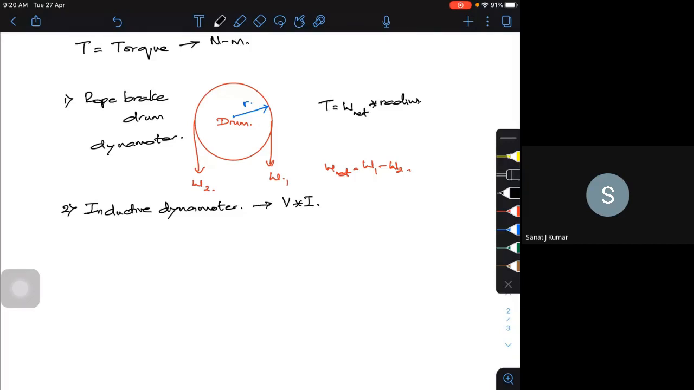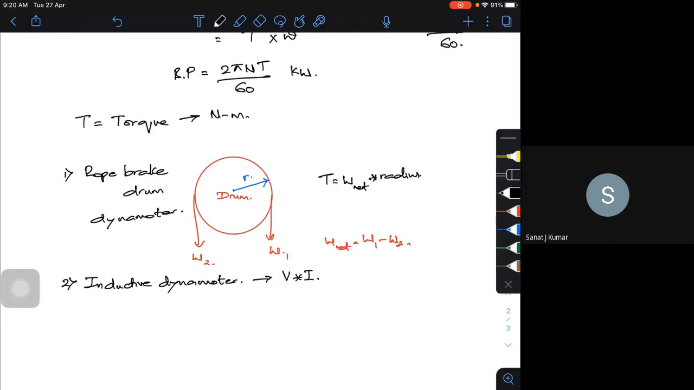So inductance type dynamometers or rope brake dynamometers are used. These are the two types of dynamometers most extensively used in performance testing of IC engines. We can use them to find the torque, and to find the speed you can use a digital speedometer or a manual speedometer to measure the speed, and then you will be able to find the brake power. That's how the brake power is measured.